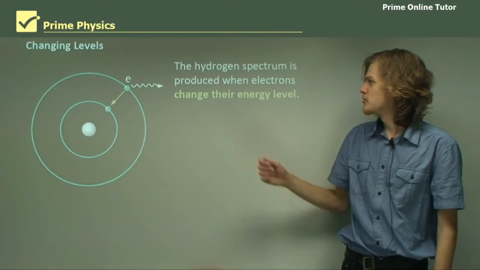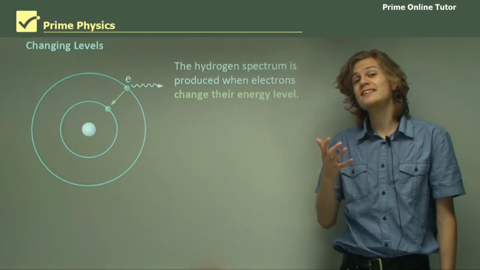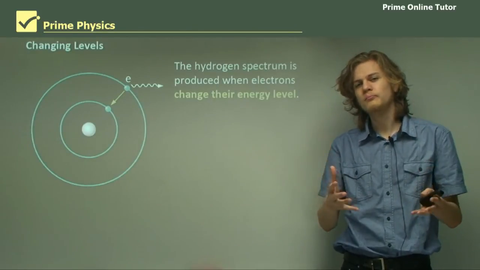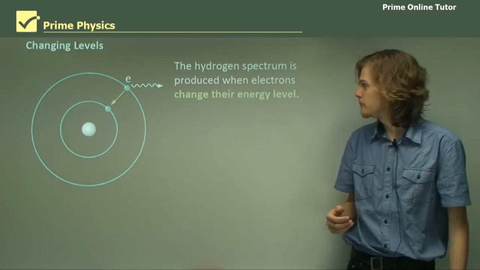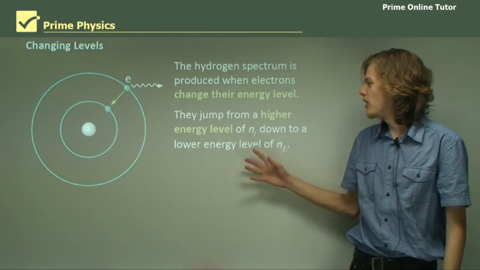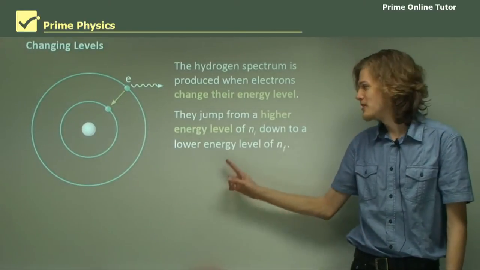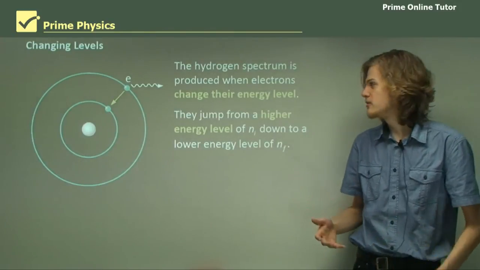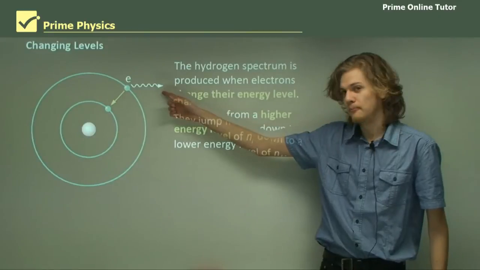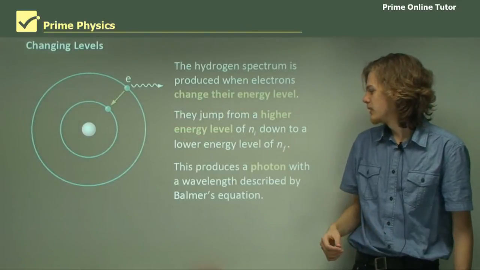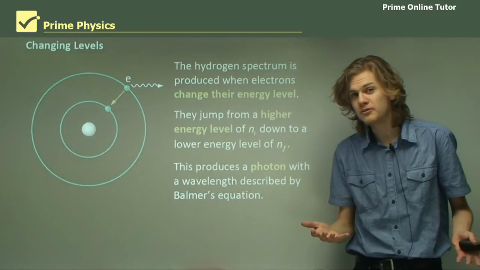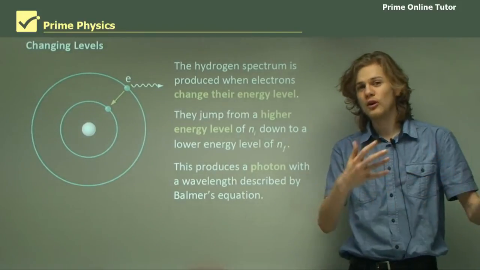So the hydrogen spectrum is produced when electrons change their energy level. And this was a big postulate that the Bohr model made. So when they jump from a higher energy level, represented by Ni in the equation, to a lower energy level, Nf in the equation, they release a photon. The wavelength of the photon is described by Balmer's equation, which is why it's able to describe the spectral lines.